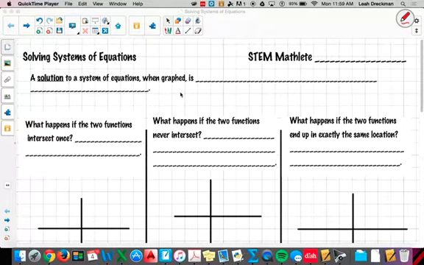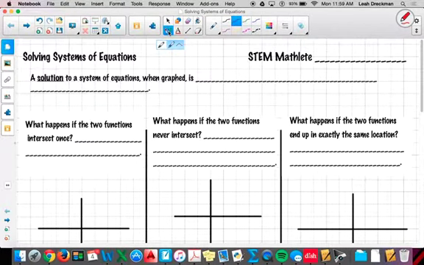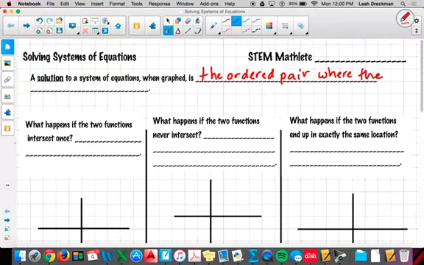Welcome back. What I want to talk about today is just elaborating on the graphing that you learned about yesterday. And what we're going to start out with is a quick review on what happens when you graph and what a solution is. So the solution to a system of equations when you graph them is really the ordered pair where the two lines intersect.